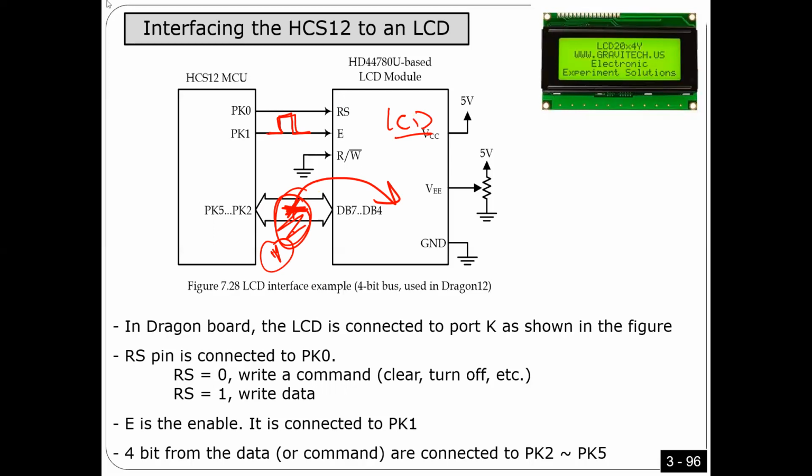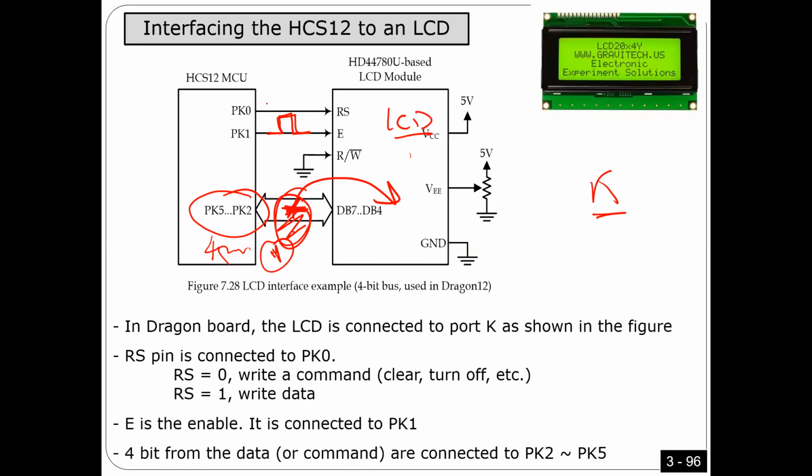So let me summarize what I said so far, guys. Number one, the LCD is connected to port K. It is connected as I said here, guys: PK2 to PK5. These four pins are used to send data or commands. I'm gonna teach what I mean by data and commands right now. Just give me 1 second.